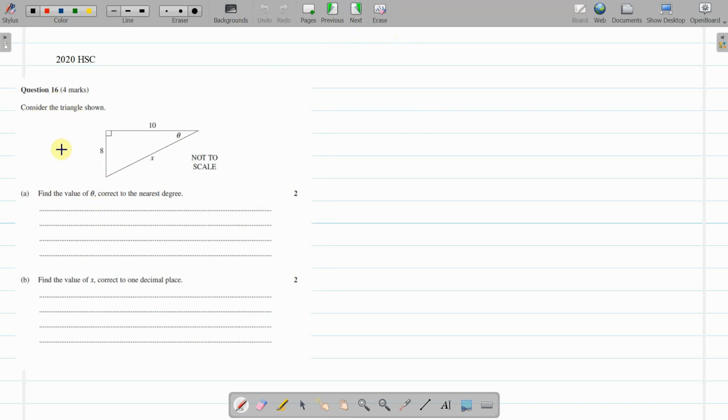Question 16, worth 4. Consider the triangle shown, and find the value of theta to the nearest degree. Now, unless I'm badly mistaken, this is right angle trig. That's not a worry. So we've got an angle, a side opposite, and an adjacent. That makes it tan.